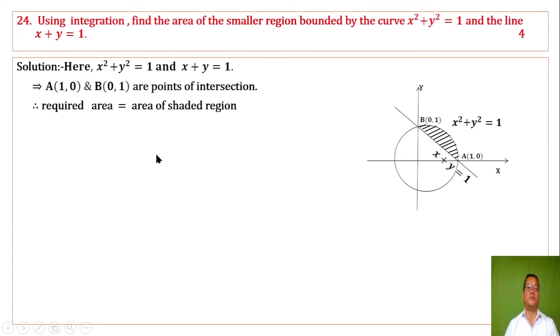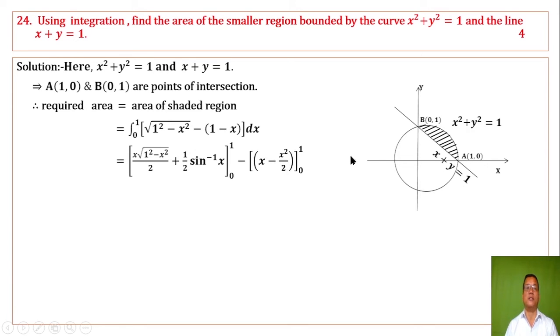Therefore, the required area of the shaded region is equal to the area of this portion of the circle between x equal to 0 and x equal to 1 and the x-axis, minus the area formed by this line between x equal to 0 and x equal to 1 and the x-axis. That is this, whose integral is found using the standard integral. We have this, whose integral is x, whose integral is x squared by 2. Putting x equal to 1, we have this, and x equal to 0, we have this. After calculating, we have 1 by 4 times (pi minus 2) square units.